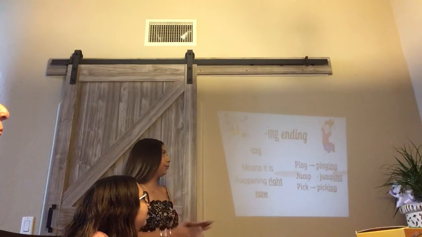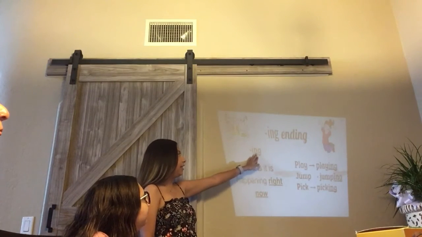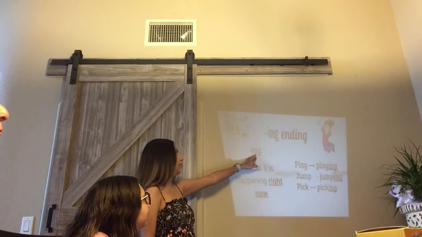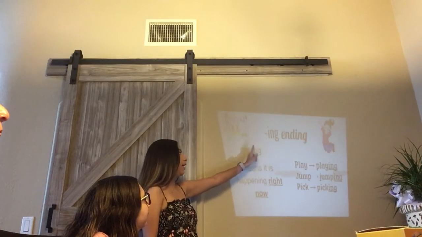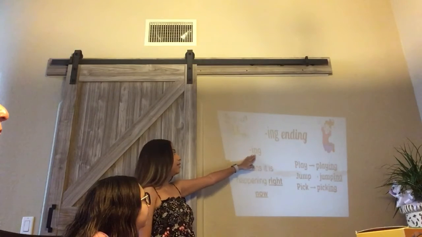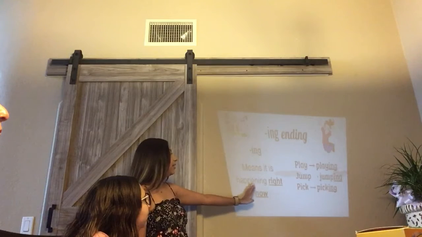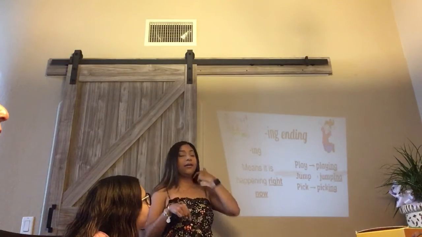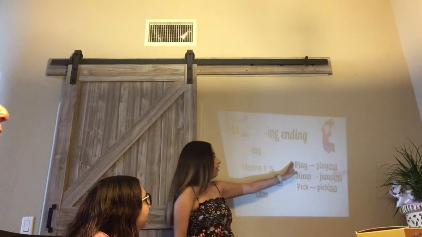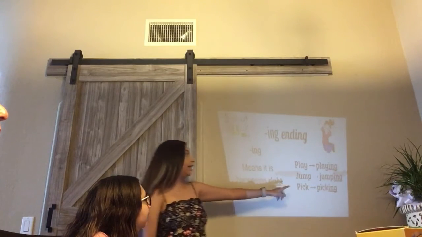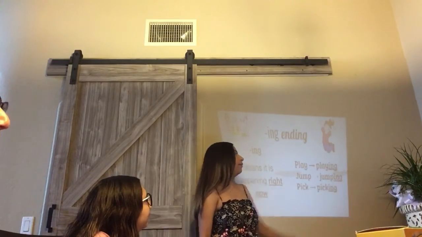So this one is different. We can see it spelled here. Again, it's going to be attached at the end of the word, but it looks a little bit different. So we see the letters I, N, and G. When you see this ending attached to the end of a word, it means that it is happening right now. So let's go ahead and look at our examples. They're the same words, but again, they mean different things because they have a different ending attached here.